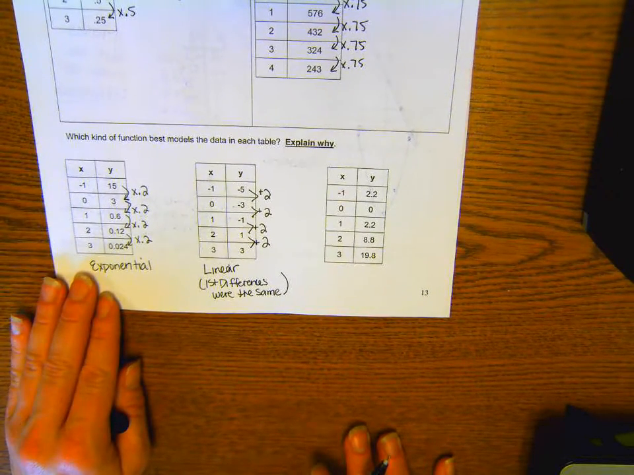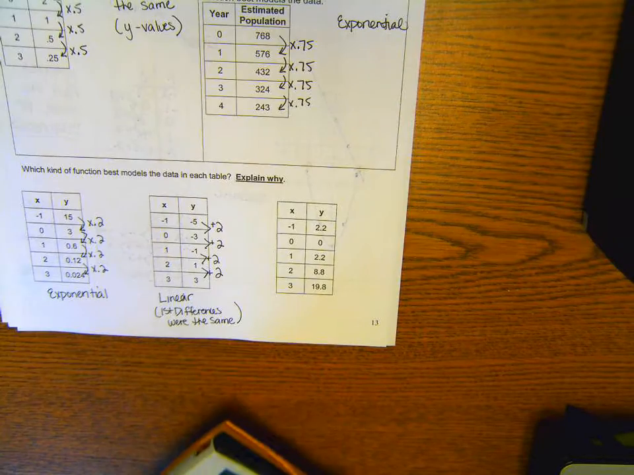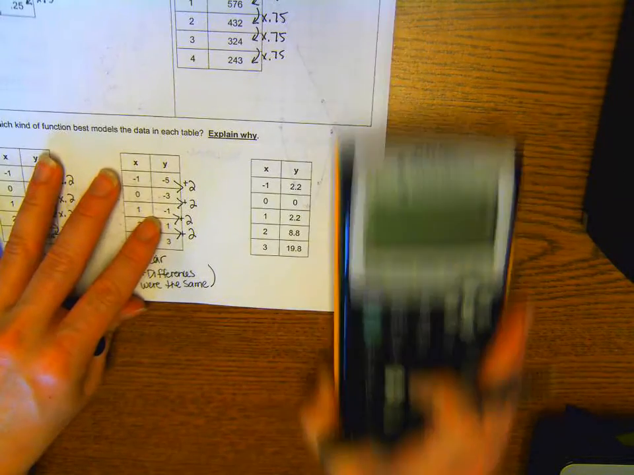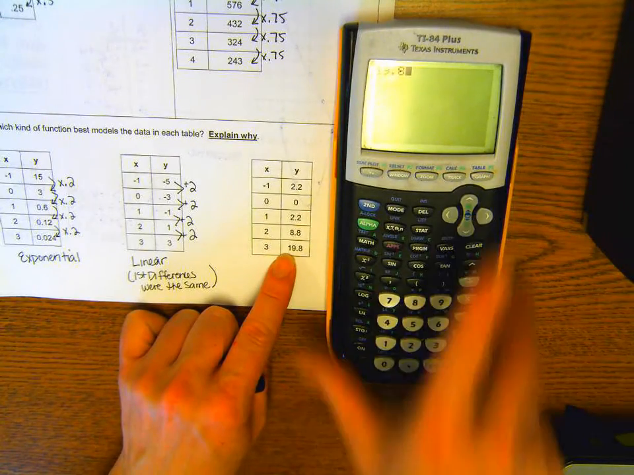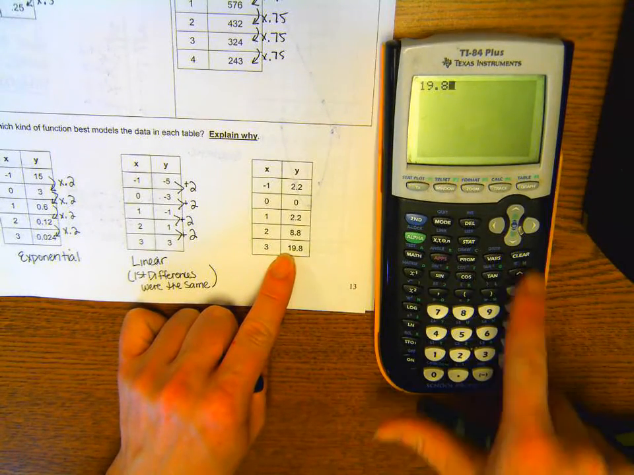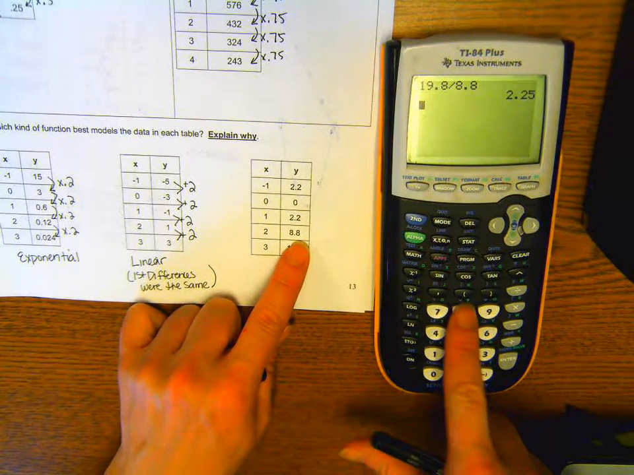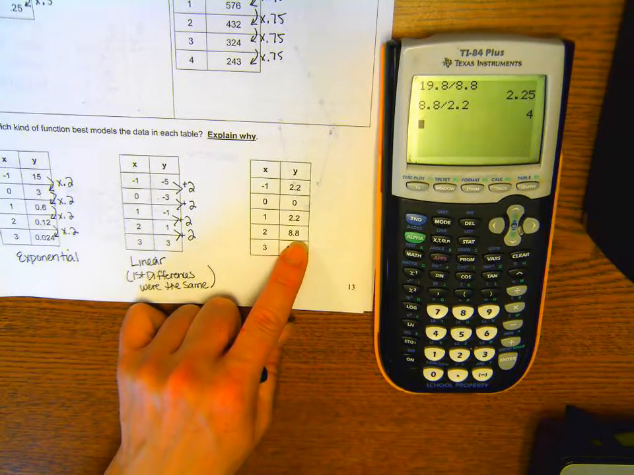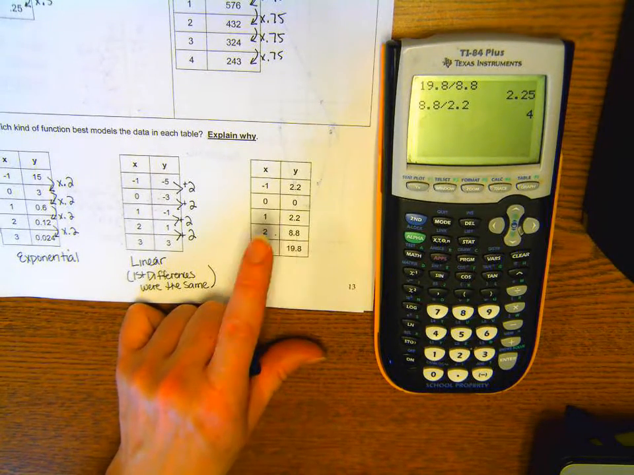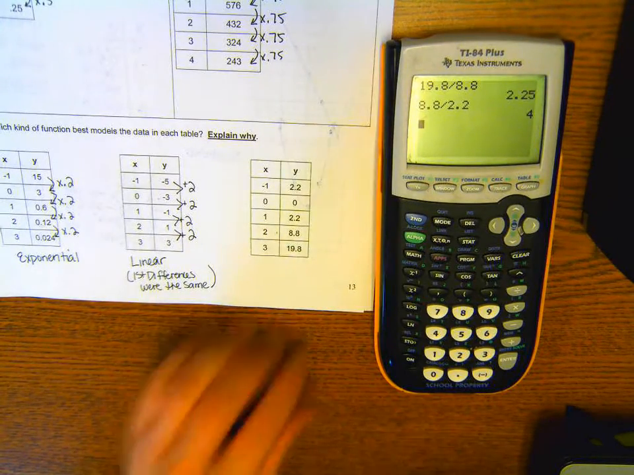Okay. So watch once again. Let's say I started to divide these, okay? So 19.8 divided by 8.8. Okay, 8.8 divided by 2.2. Nope. This is not exponential. So now what should we do? Let's do differences.